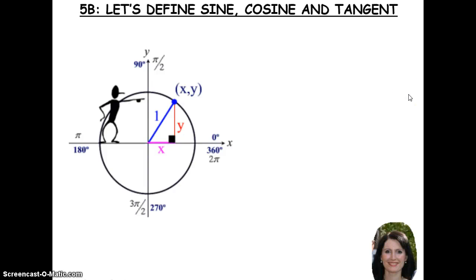Guys, it's Malik here. We're going to look at exercise 6b, not 5b, and it's about defining sine, cosine and tangent. So by the end of this, you want to know what sine, cosine and tangent actually mean. So here's a unit circle here, and there's a little picture of a man pointing to the point xy there.